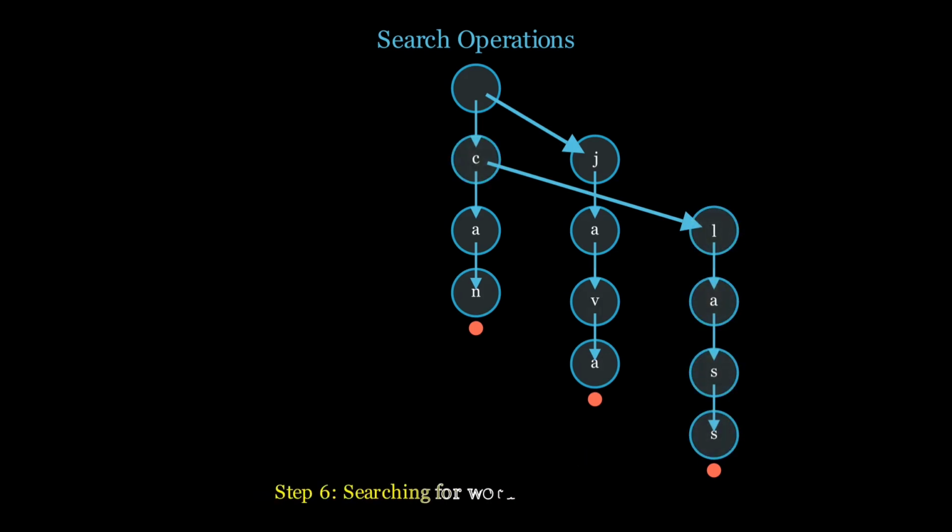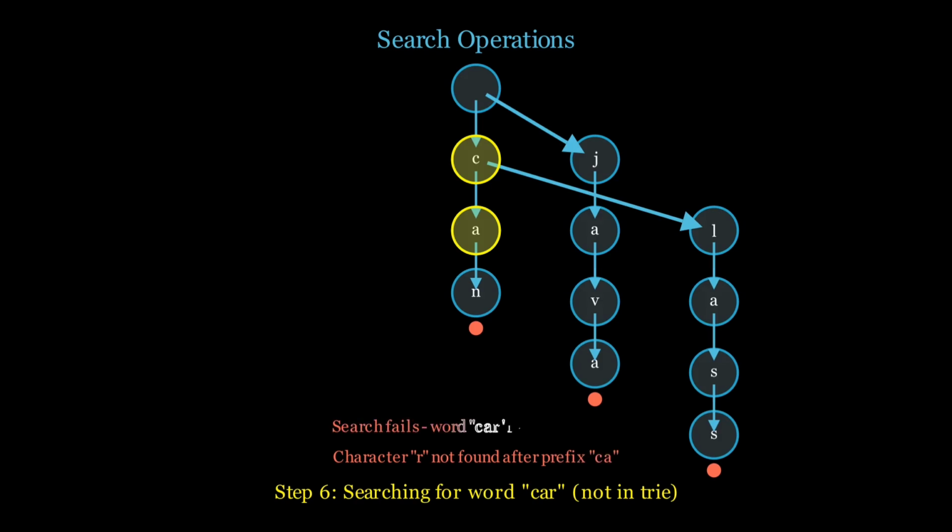But what happens when we search for car? We can follow C, then A, but not R. This is how our trie quickly tells us whether a word exists or not.